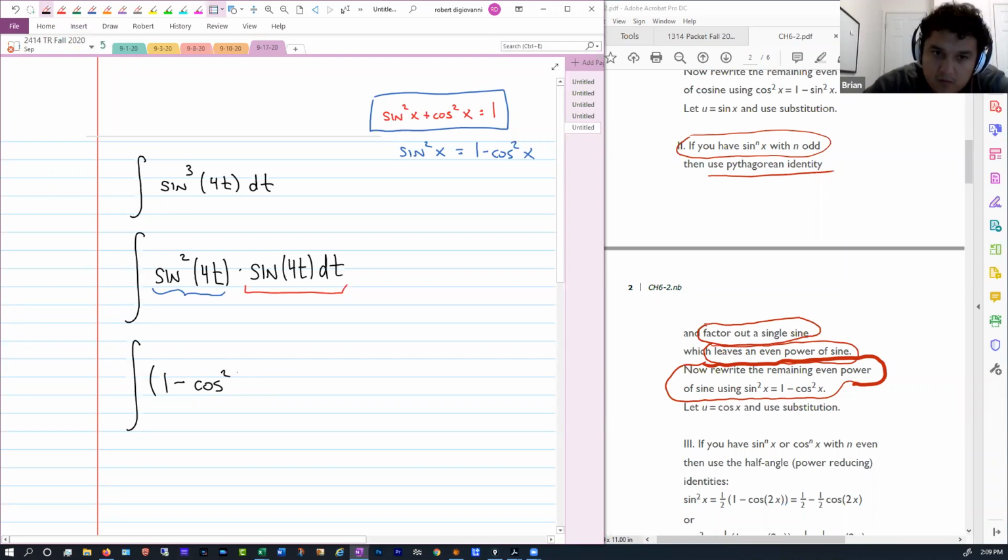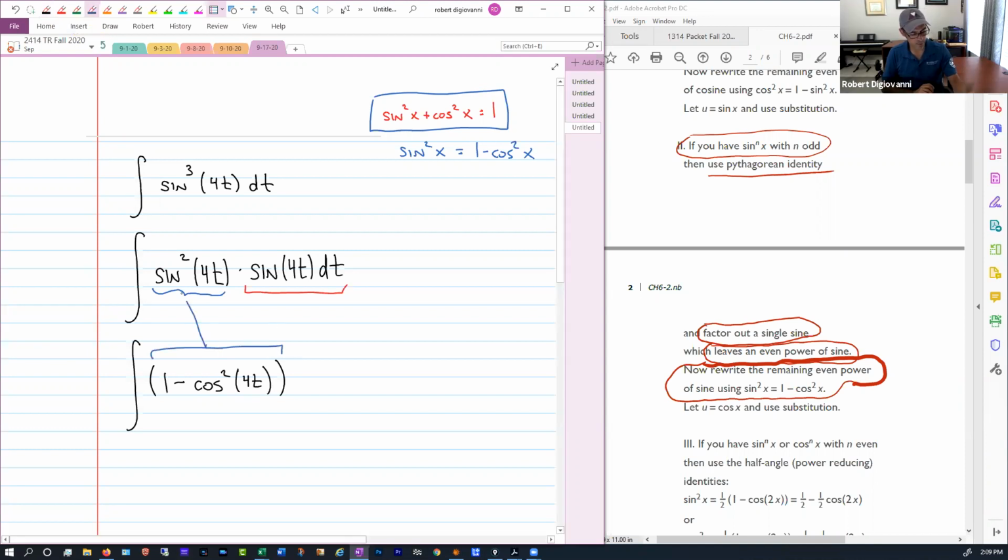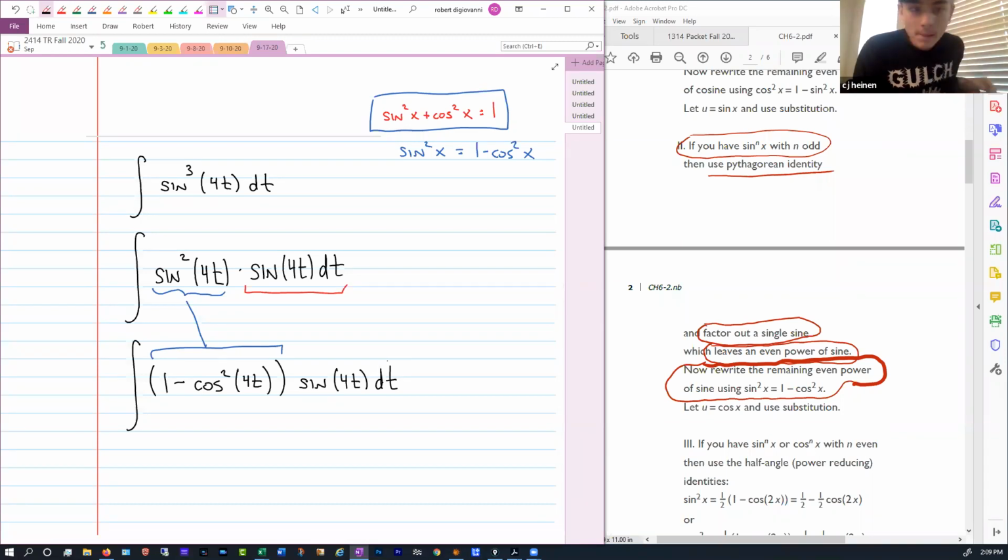Okay, that is this piece. And then I still have the rest of it: sine 4t dt. Do y'all see what we were able to do by doing that? Do y'all see what the next step is going to be? What about the 1/2 in the formula? I didn't use that formula. I used the Pythagorean identity. I did not use the half angle identity. You see the difference?